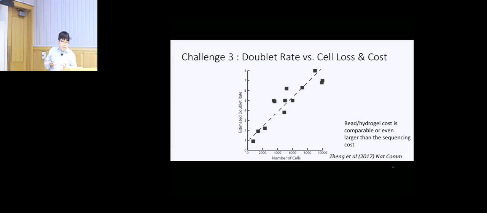Because this is still a pretty expensive experiment, you might want to load as many cells as possible, because the library prep cost is very high. So if you reduce the number of cells per run, you're basically increasing the per cell cost quite a bit.